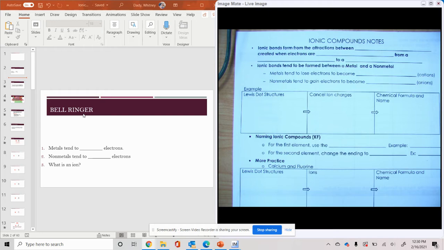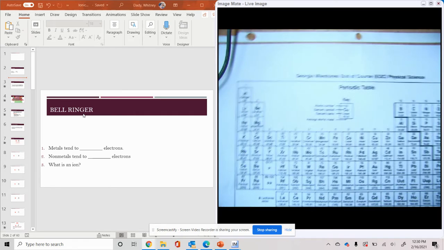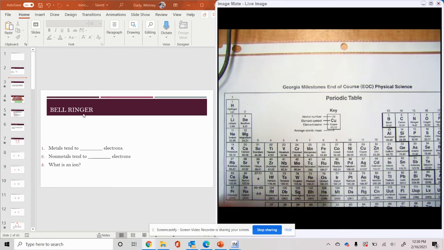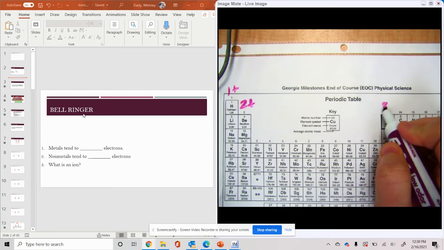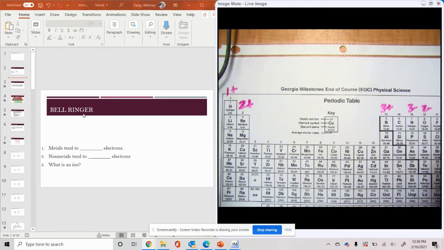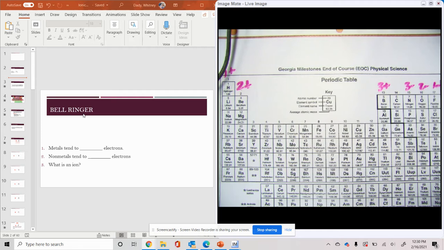So let's look at our periodic table. We look at our periodic table and we list all of the oxidation numbers. First thing we need to do is list the oxidation numbers. So 1 plus, 2 plus, 3 plus, I'm skipping, 3 minus, 2 minus, 1 minus. All right, so there's that.